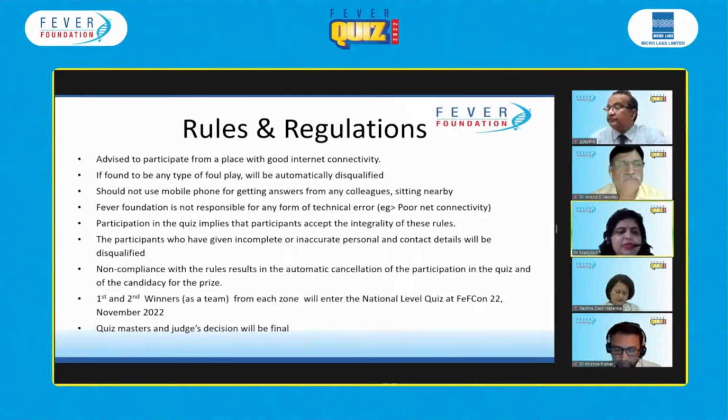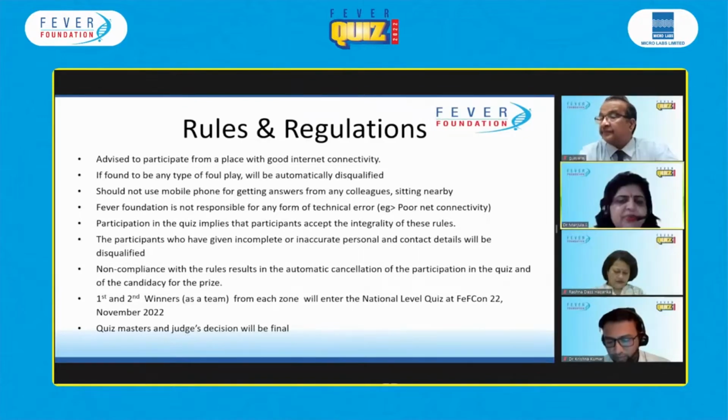And if any type of foul play is found, your candidature or your registration will be automatically disqualified. You should not use a mobile phone for getting answers from any of your colleagues sitting nearby. Fever Foundation is not responsible for any form of technical error such as poor internet connectivity, etc. Participation in the quiz implies that the participant accepts the integrity of these rules. Participants who have given incomplete or inaccurate personal contact details will be disqualified.